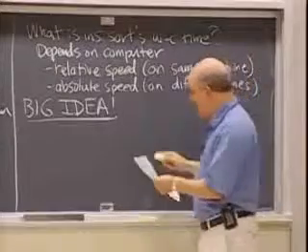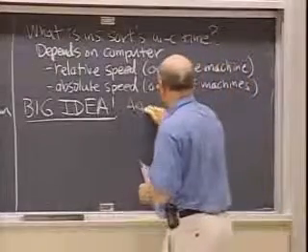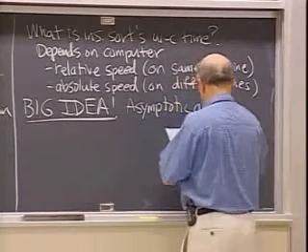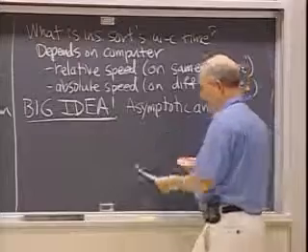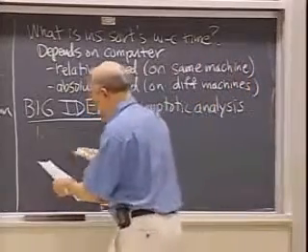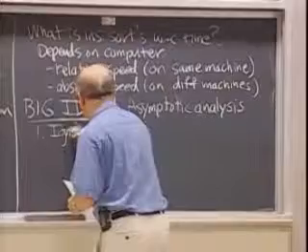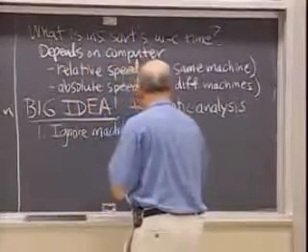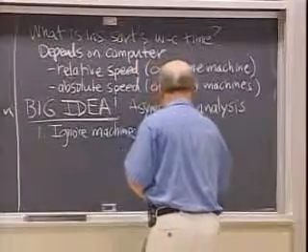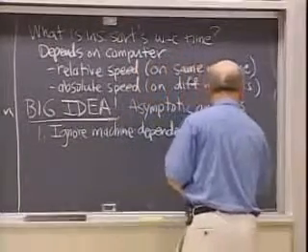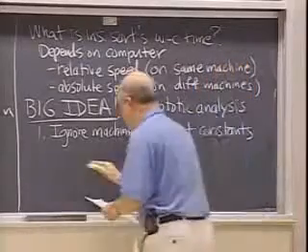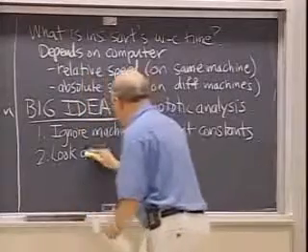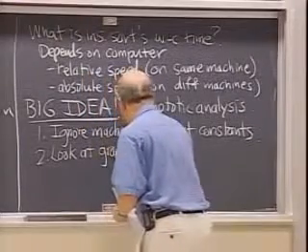And that idea is called asymptotic analysis. The basic idea of asymptotic analysis is to ignore machine-dependent constants and look, instead of at the actual running time, at the growth of the running time.